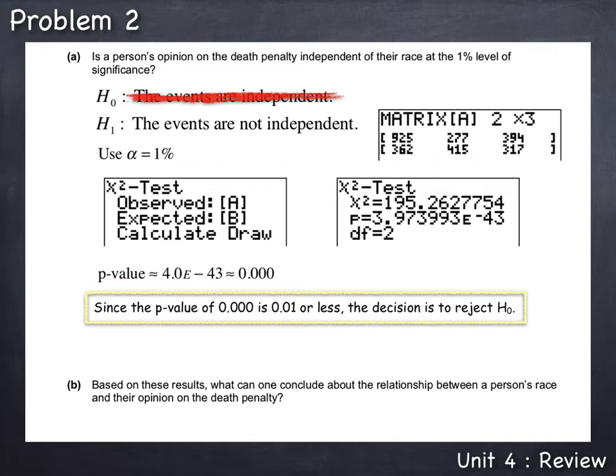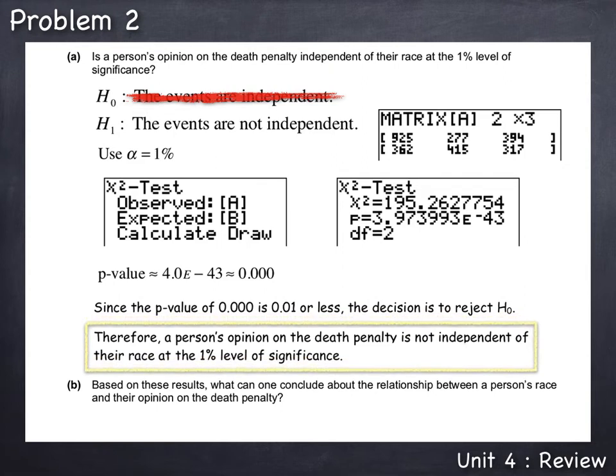So now we could answer part A. Is a person's opinion on the death penalty independent of the race at the 1% level of significance? The answer is no. Therefore, a person's opinion on the death penalty is not independent of the race at the 1% level of significance. Now that we've answered part A and shown all our work, we can move to part B, a follow-up question.